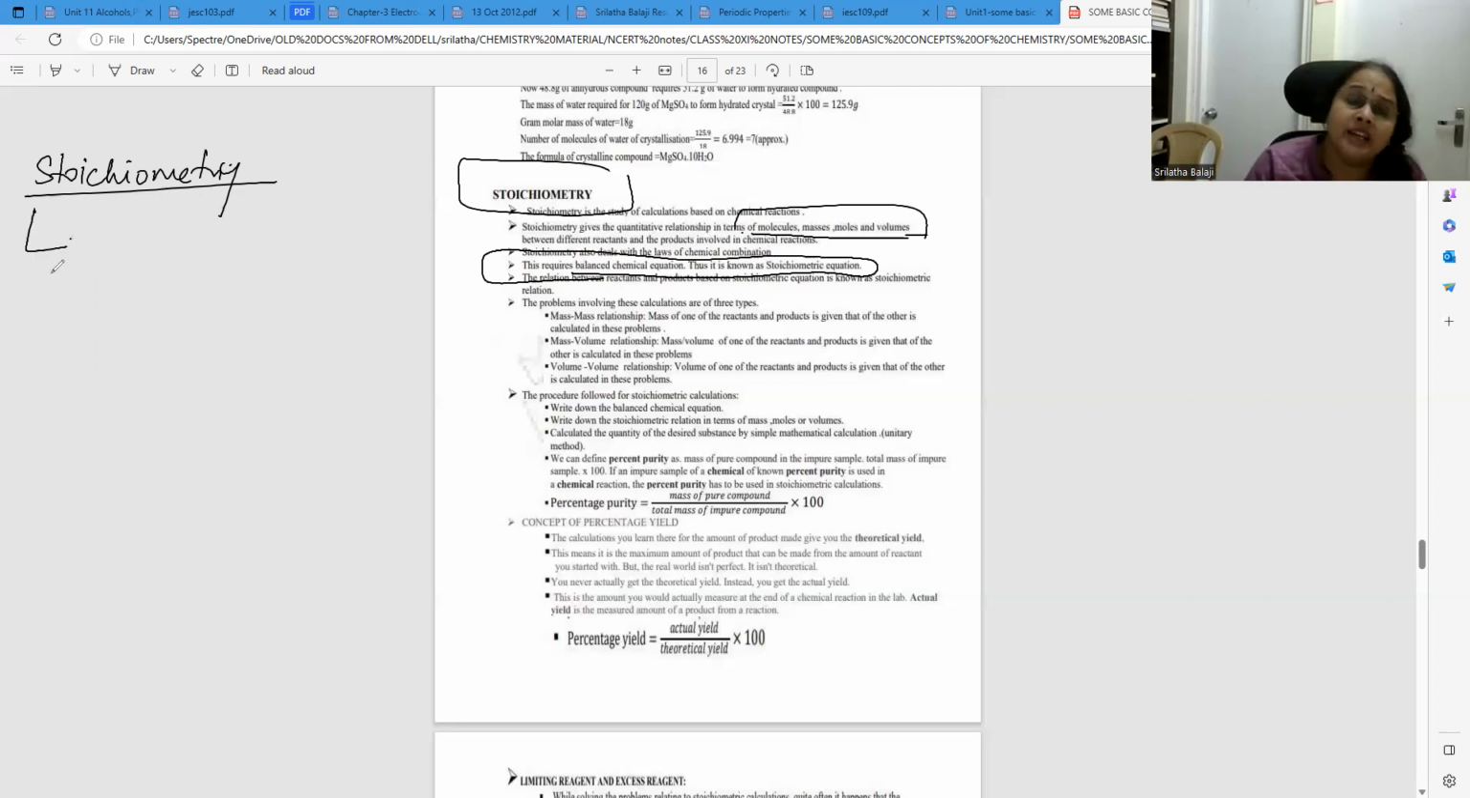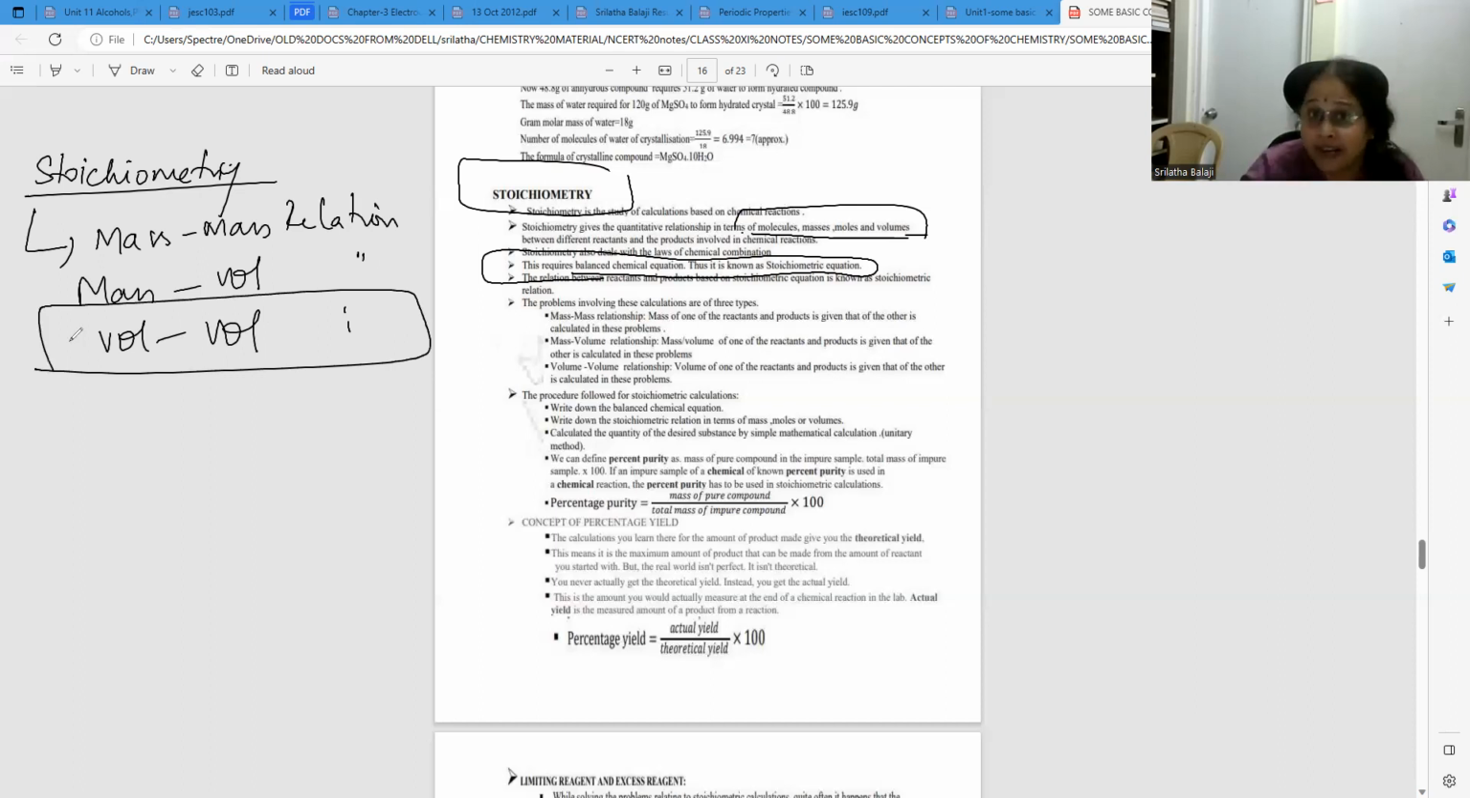Here we basically do three relations. We do mass-mass relation, mass-volume relation, and volume-volume relation. This volume-volume relation we already did. This is called Gay-Lussac's law. Yesterday we found the volume of ammonia given the volume of nitrogen, and the volume of hydrogen given the volume of nitrogen. So that's a volume-volume relation. Now we will do the mass and volume relation.